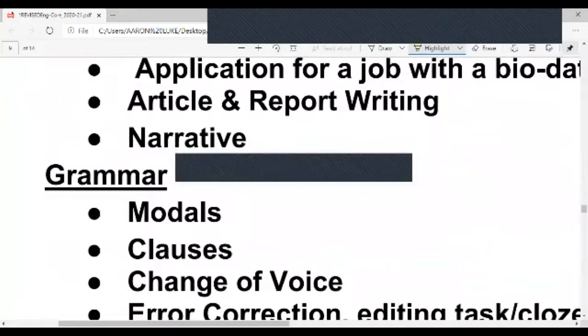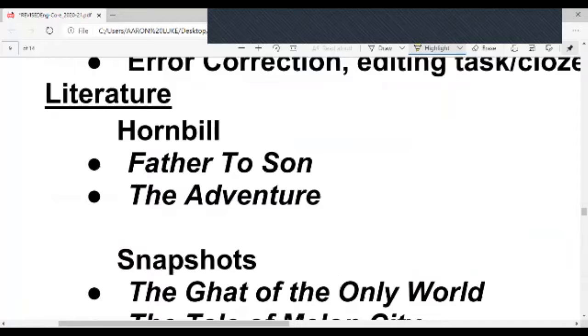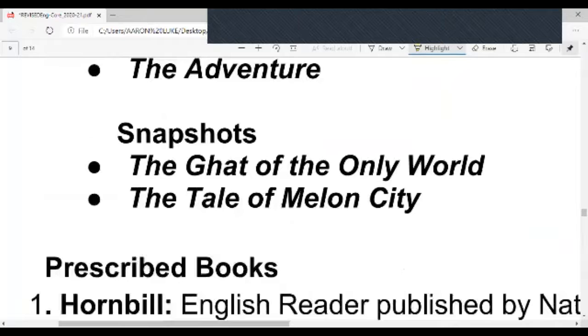Grammar is already specified. You don't have modals, clauses, change of voice. So you will only have reported speech coming up there. Error correction, editing task, etc. will not be there. Coming to literature, the poems Father to Son and Adventure need not be studied in the Hornbill textbook. Under Snapshots, The Ghat of the Only World and The Tale of Melon City are deleted for you.